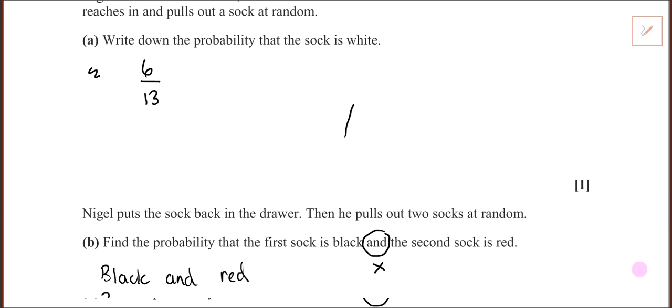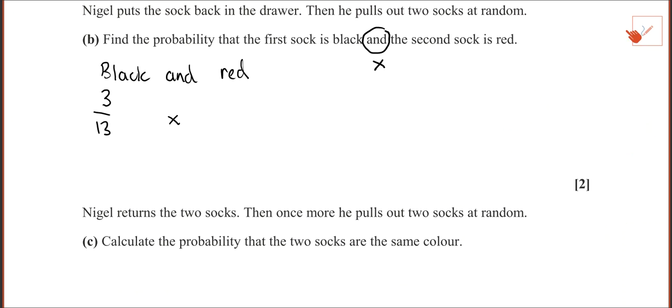yeah, so 4 red. Now what's important here is then he pulls out 2 socks at random. Okay, he did put the sock back from before, so that's not impacting, but what's the probability of getting a red? It's 4 from 12 now, because one of them's gone. All right, so we've got 1 less sock. So 12 from 156.